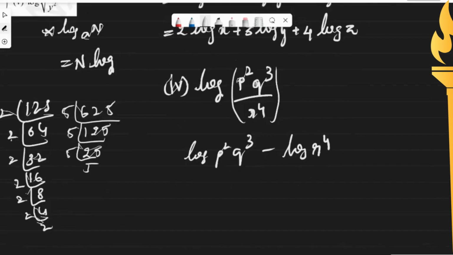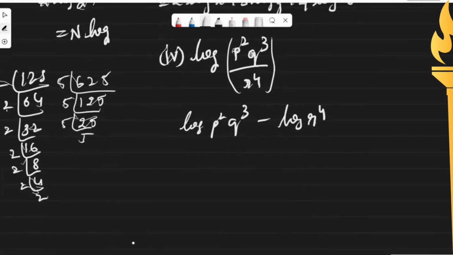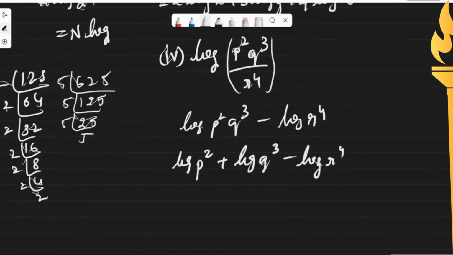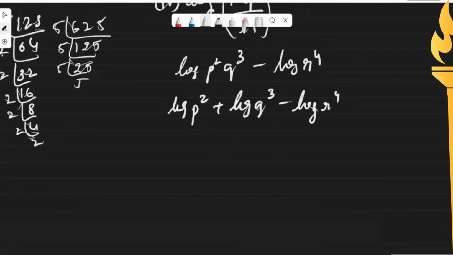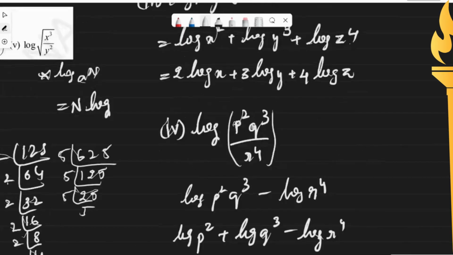Next, log x into y is log x plus log y. So log of p square into q cube is log p square plus log q cube, minus log r power 4. And again by the log a power n formula, n log a, this will be equal to 2 log p plus 3 log q minus 4 log r. Next, the fourth one is done.